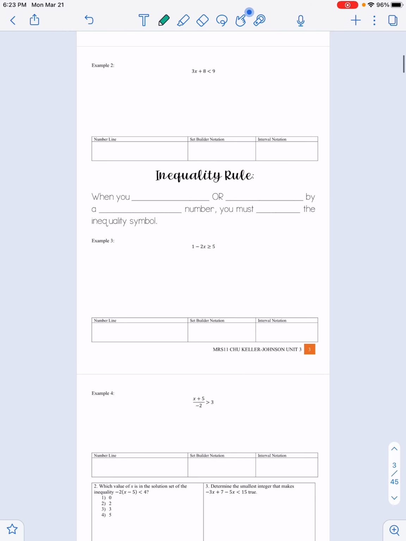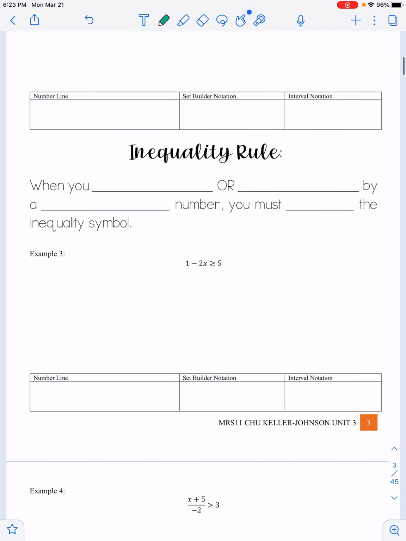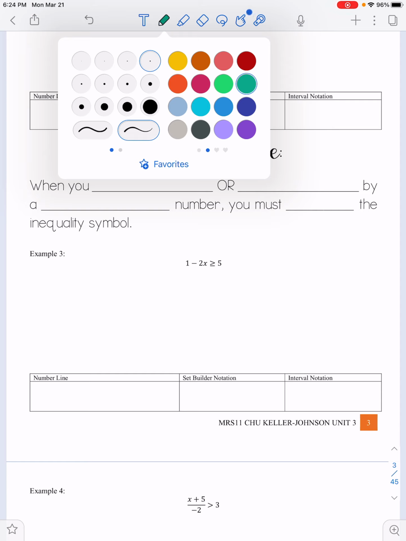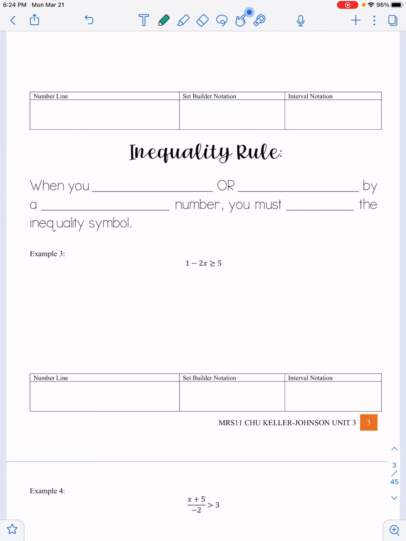Alrighty. We did go over an inequality rule. So I'm on the next page now. Remember, the inequality rule is when you multiply or divide by a negative number, you must flip the inequality symbol. So I'll show you what I mean in this next example.